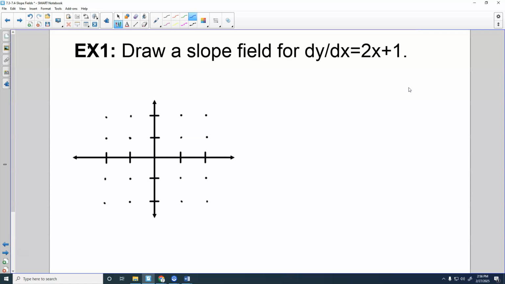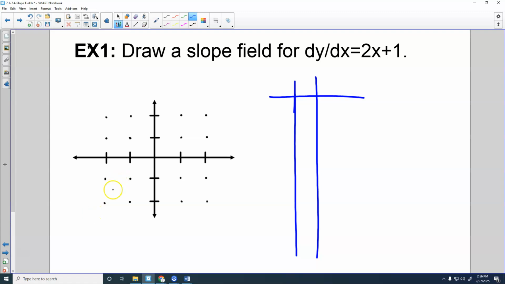What we do for a slope field is we take every point on the graph and plug it into our differential equation. So dy dx equals 2x plus 1. I could make myself a table for all of these points. If I start on the bottom left corner, that is the point negative 2, negative 2. That would be my x, that would be my y. Then dy dx is going to be 2 times x plus 1. So for this problem, it'd be 2 times negative 2 plus 1, which gives us negative 3.